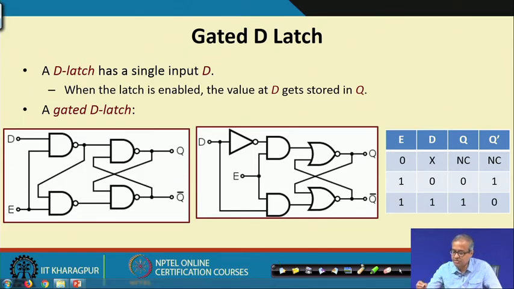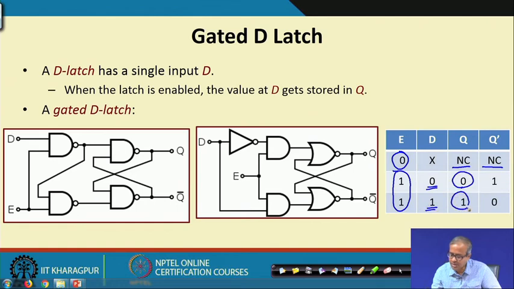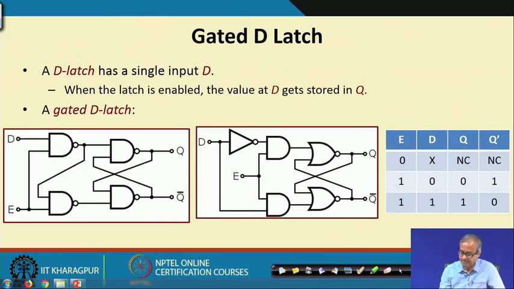And for a D latch, how does it behave? If the enable is 0, irrespective of D, there is no change in the output. If you are enabling the latch, if D is 0, output will become 0. If D is 1, output will become 1. Whatever is the input, that same value will get stored in the output. This is how a gated D latch works.